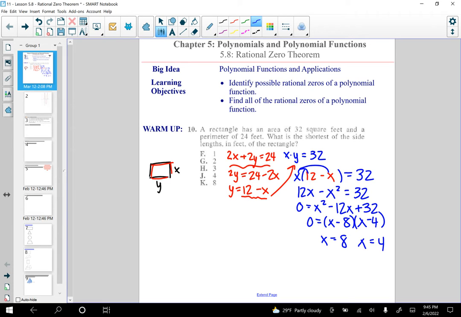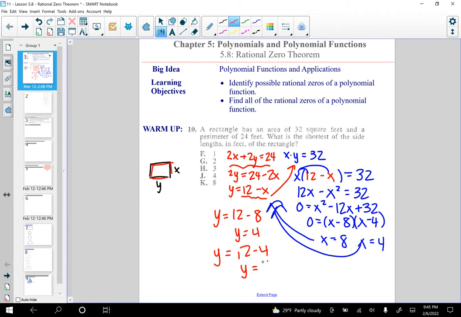So if you're like, well, what the heck? Would it be 8 or would it be 4? And notice by plugging both those solutions in, y is just going to be 12 minus whatever x is. So if we let x be the 8 solution, y is 4. If we let x be the 4 solution, then y is 8. So that's just saying y could be technically your length or your width. So to answer their question, which is the shortest of the side lengths, that would be 4.